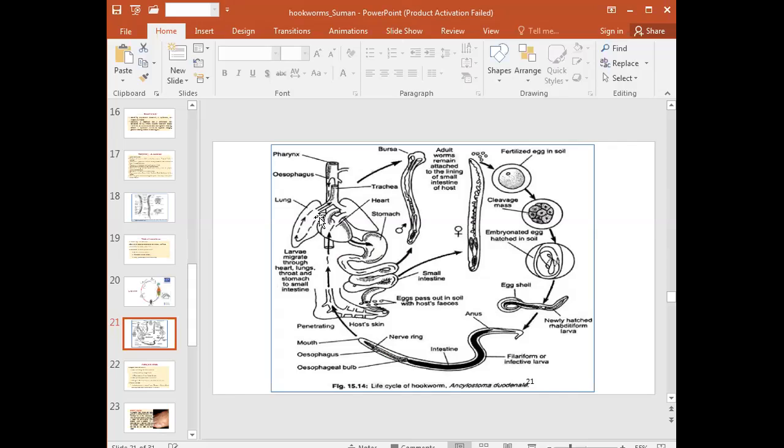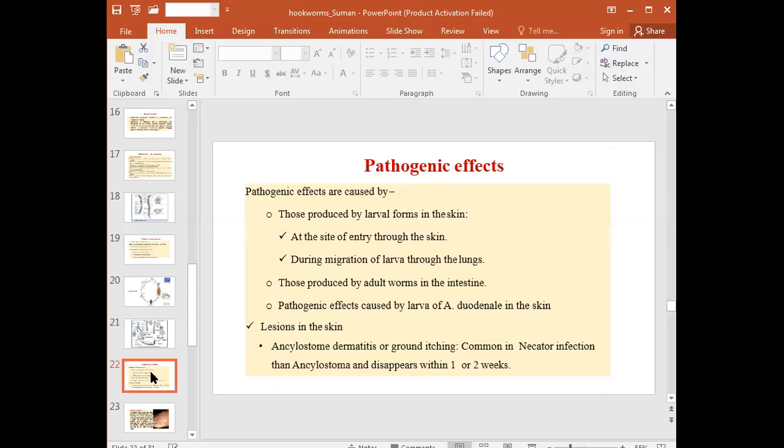And then there is invasion. They are the invasive type. They come to the heart and pass through the heart to the lungs, infecting the alveoli as well as the bronchus. Then they come to the trachea and the pharynx, then the esophagus, and they are swallowed and come to the small intestine. In this way their full life cycle is completed. In most cases we have seen that this larva creates some pathogenic effects and some symptoms.